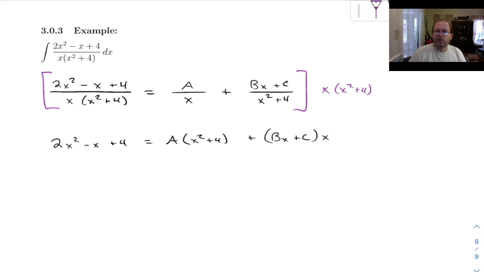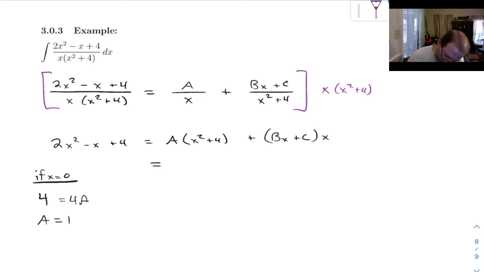The only thing we could plug in here to solve for something immediately would be x equals 0. If x equals 0, then this side is going to be 4, and on the other side, this part is going to be 0, and this gives us a times 4. So a is 1. Now to get our b and c, we've just got to multiply the stuff out.